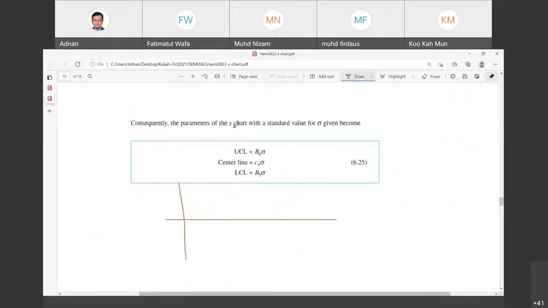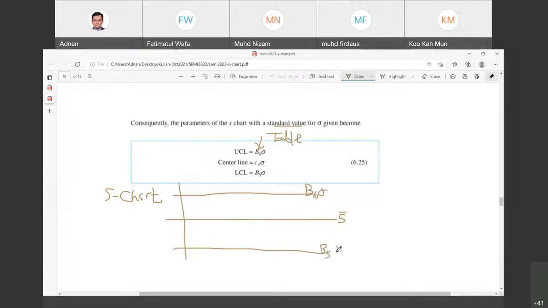So here you also can use the standard values. This is coming from the table. This is B6 and B5, coming from the table. That also can simplify our preparation. So this is for the S chart. The center line will be C4 sigma, or sometimes we call this the average of S bar. So you can have this B6 sigma, and this is B5 sigma. And this one is C4 sigma.